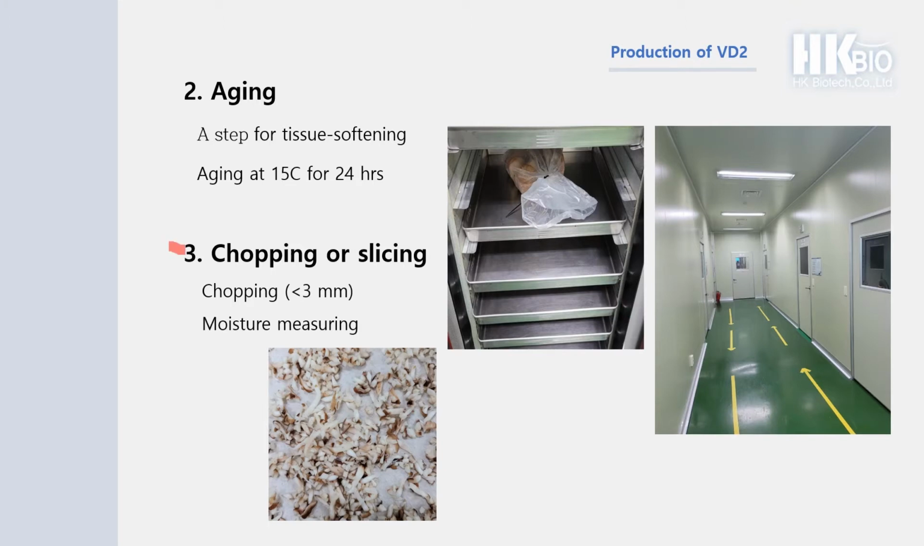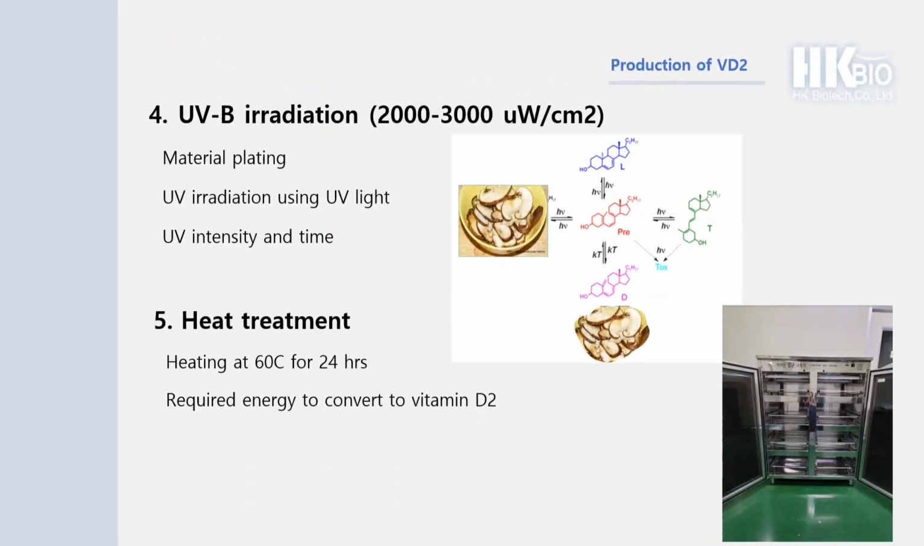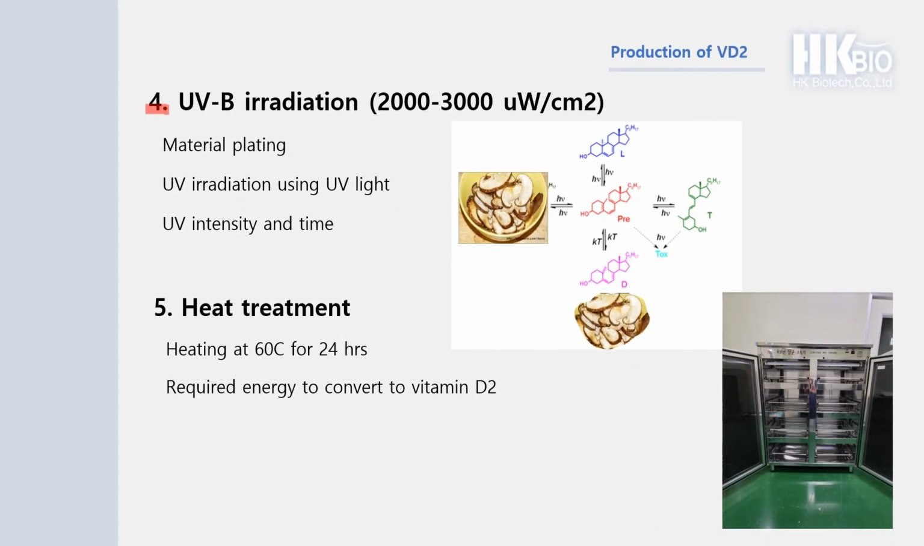The third step is chopping the softened tissue, like so, as done here. At this step, we measure moisture content. Moisture content must be greater than 90%. Okay, fourth step is UV radiation.